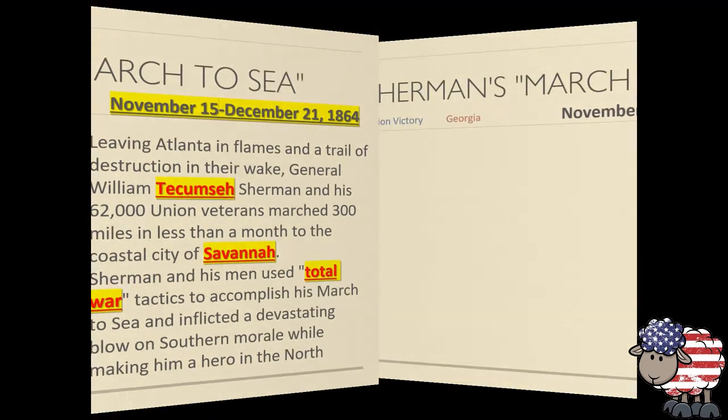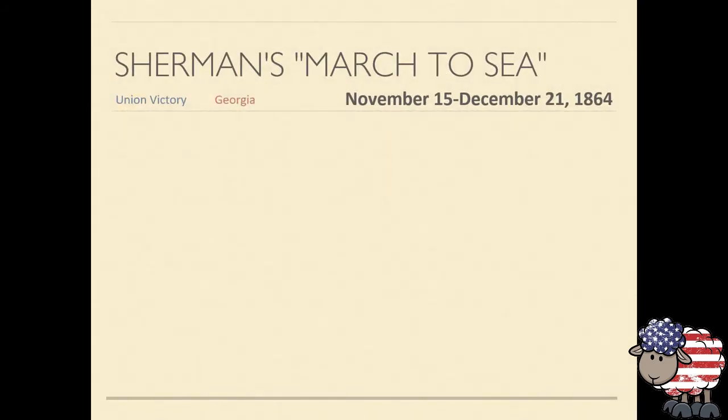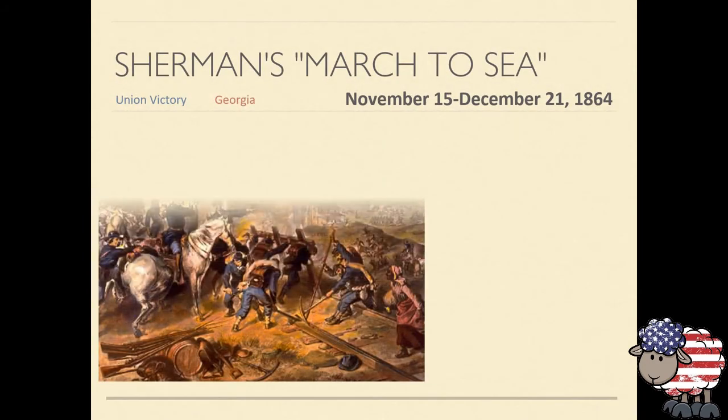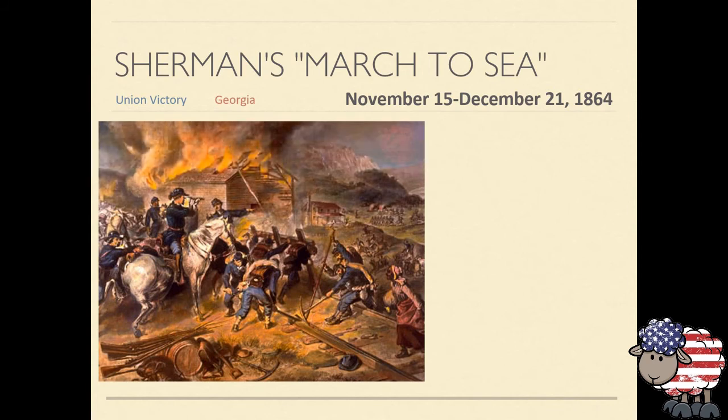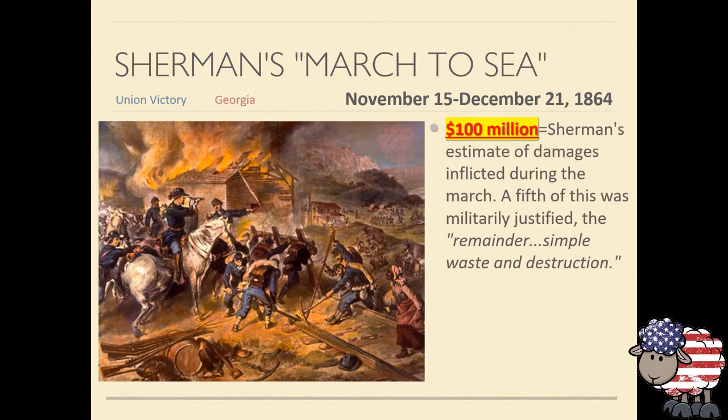He burns everything, crops, cows, all of the Southern infrastructure, resulting in $100 million, not by today's standards, but by 1864 currency values, $100 million in damage. Now, it's a source of total war. However, about a fifth of it was militarily justified. The rest, so 4/5, just simple waste and destruction.